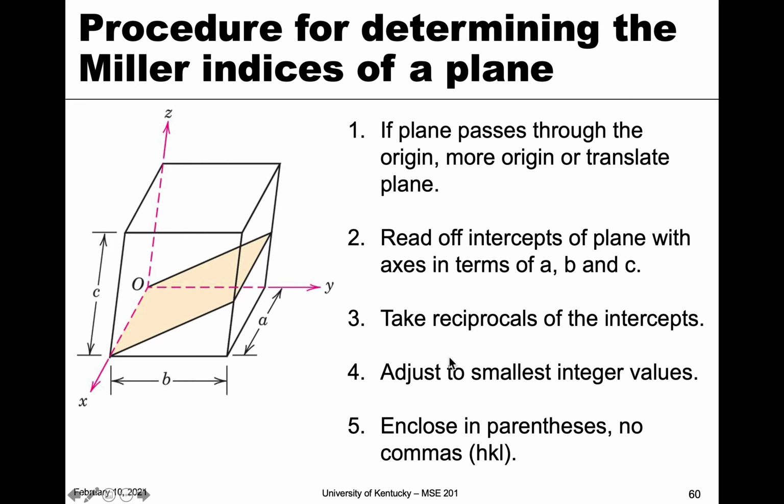So from there, though, it's very much the same. We adjust. We want to have the smallest integer possible. And then we enclose in parentheses this time. And if you're wondering why we're changing it from directions, it's because of that. We want to be able to tell the difference between a plane and a direction just by looking at it. So if you see parentheses like you see here, that is a plane. And then, as always, we're not going to use commas.